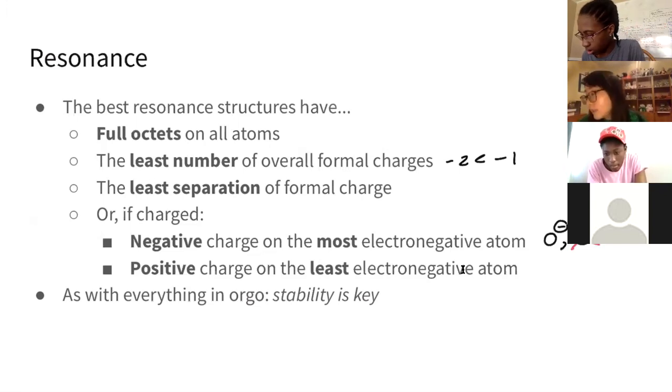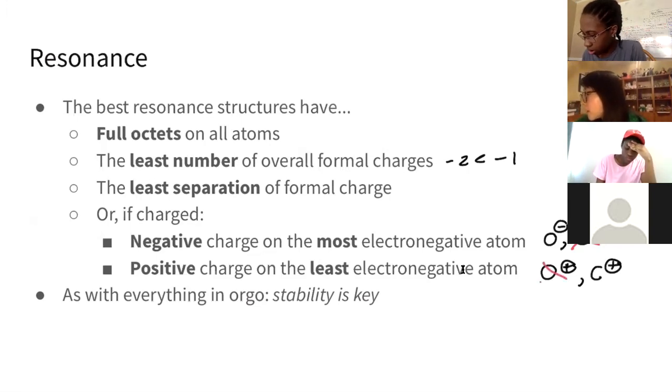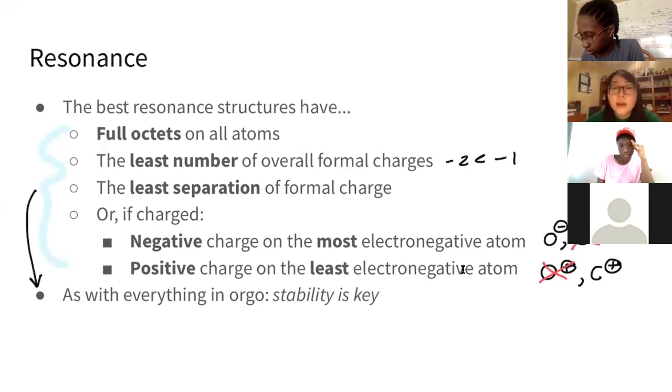Same thing for positive charges. You want them on the least electronegative atom, or the most electropositive. So if you had the oxygen and the carbon again, and those are both pluses, carbon's going to be less electronegative, so you want it on the carbon. And I'd be less worried about all these rules and more about the fact that in orgo and Gen Chem and everything really, stability is always going to be key.